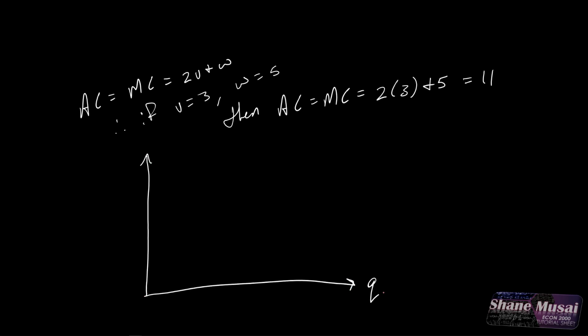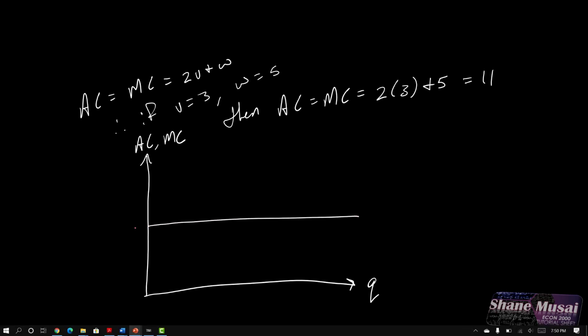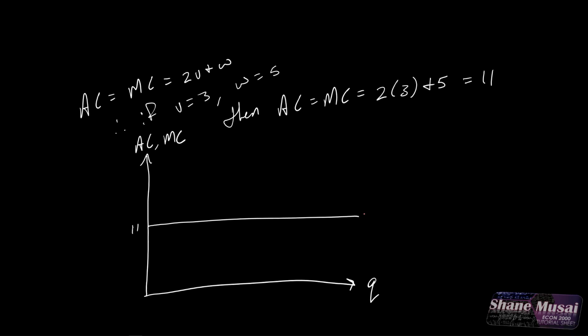Excuse my poor drawing. Q will be on the x-axis and the y-axis will be your average cost or your marginal cost. This will be a straight line where this value here is 11. So this is your average cost, marginal cost graph.